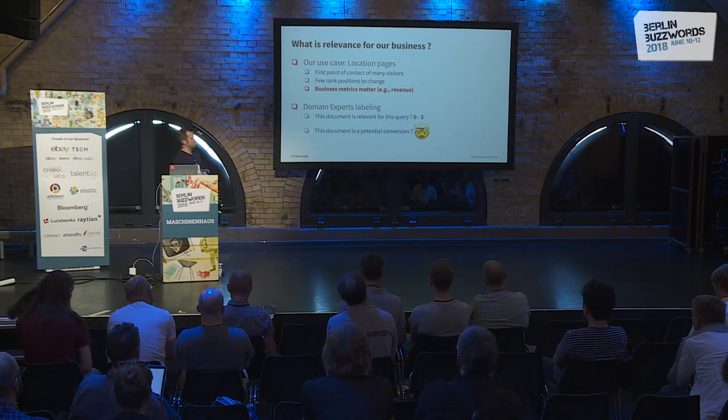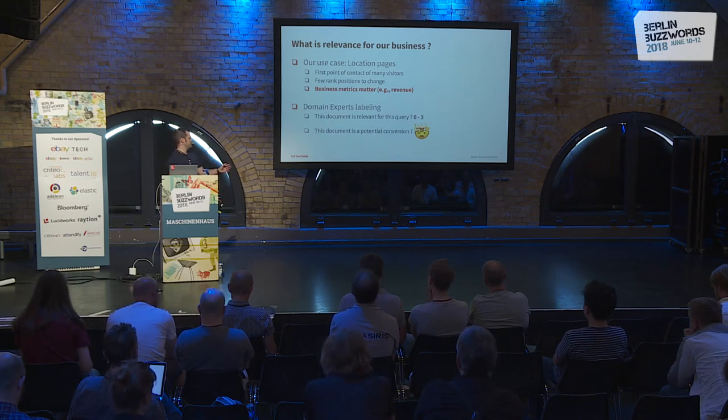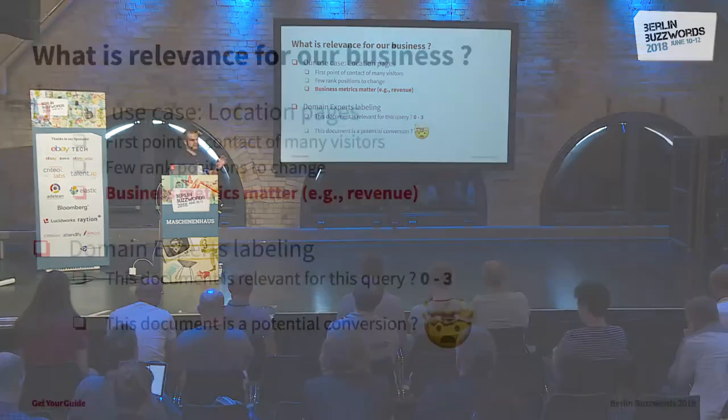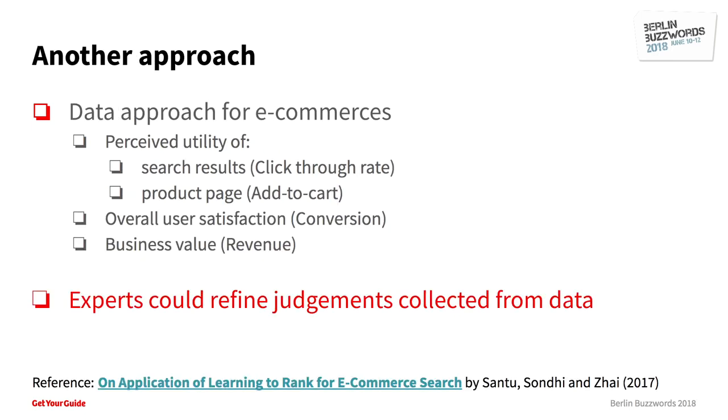And then we used domain experts for labeling. We asked them to do a very simple task. We said, okay, for this keyword in this location and this document, how relevant is it? So it's a very limited scope. In that scope, the answer is very simple, 0 to 3. But if you had asked whether this document is a potential conversion, it's mind-blowing, it's impossible to know that only in this limited scope. So that's why we should maybe consider, since V1, also a data approach.